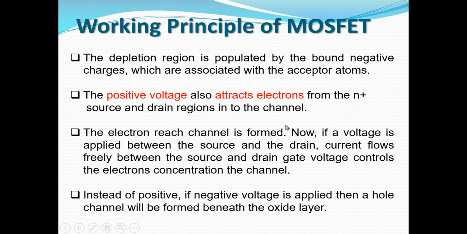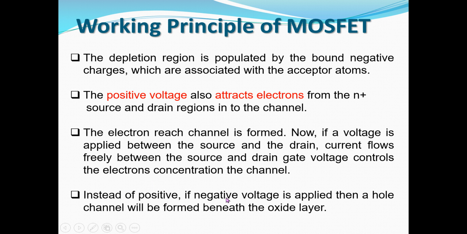That current flows freely between source and drain, and the gate voltage will control the electron concentration in the channel. Depending upon the gate voltage you are giving, if the positive gate voltage is less, then some amount of electrons get attracted and move through the channel. If you give more positive gate voltage, more electrons get attracted, activated, and try to move through this channel. That's why the gate voltage controls the motion of the electrons in the channel.